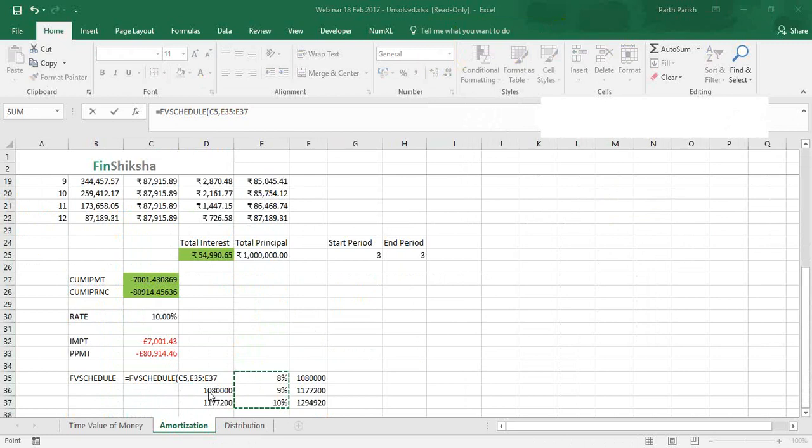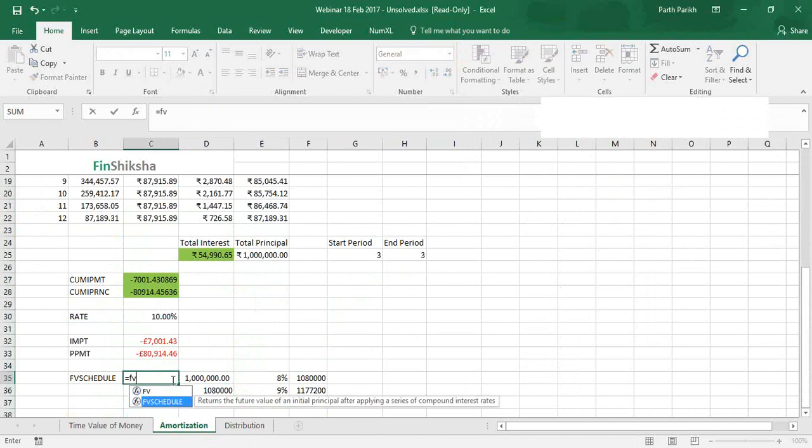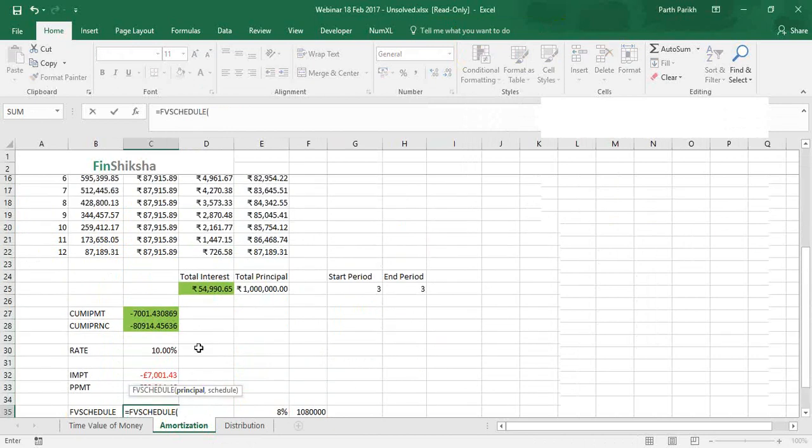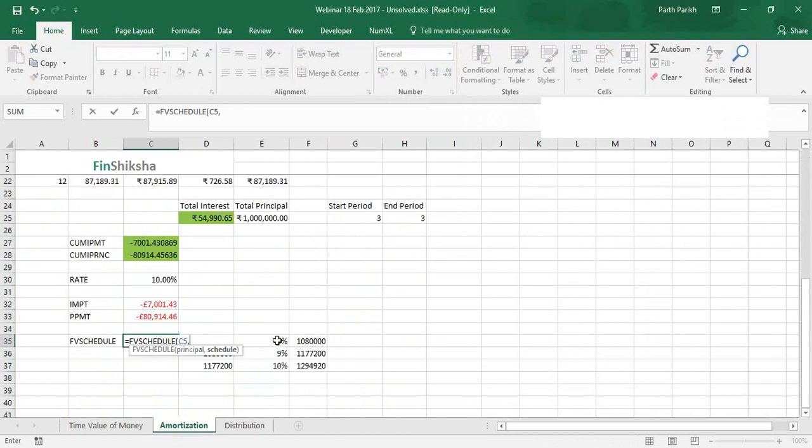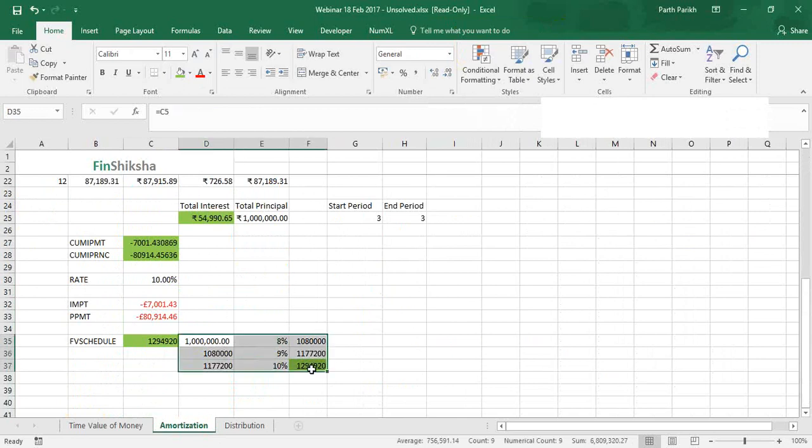Sure. I will start with FV schedule again. It says write FV schedule. My principal amount is 10 lakhs, comma, my interest rates, which are 8, 9, and 10%. I'll simply close the bracket and press enter. This amount and this amount is the same. So instead of doing this activity, I can directly write FV schedule and get my output. Okay, fair enough.